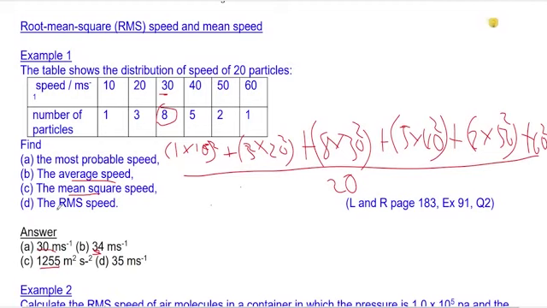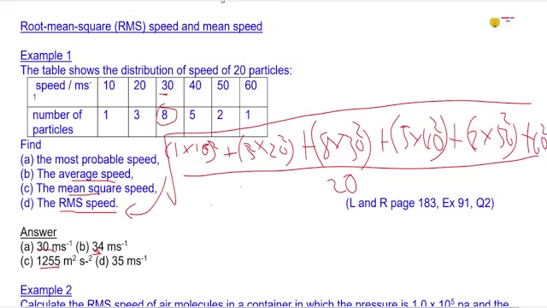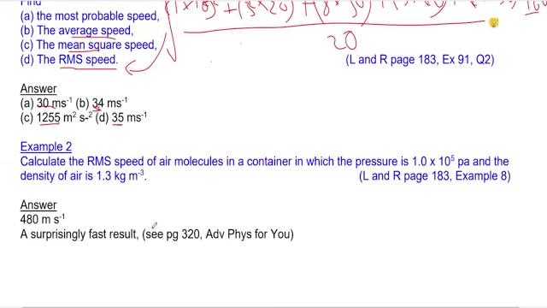Then to find the root mean square speed, it is going to be equal to the square root of the mean of all these square speeds. The square root of the mean square speed gives you the root mean square. And if you do that, you're going to get about 34.8, which is rounded up to 35 meters per second.